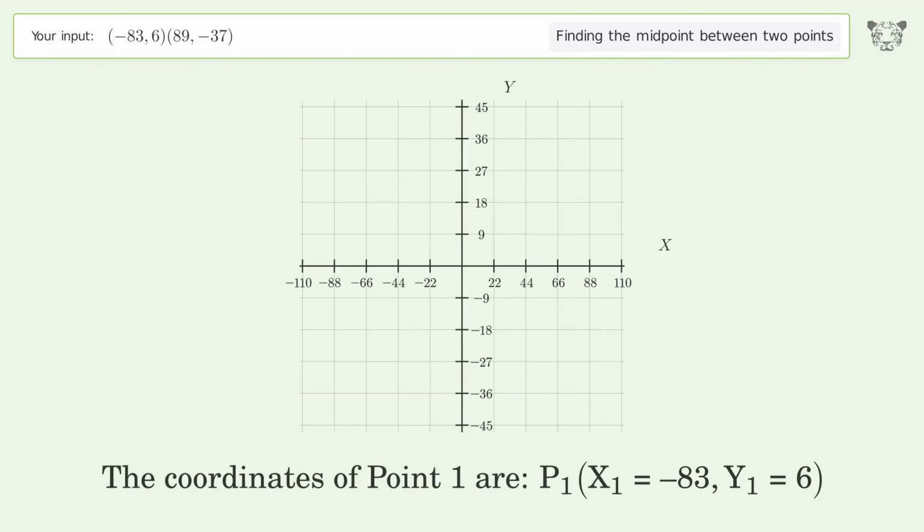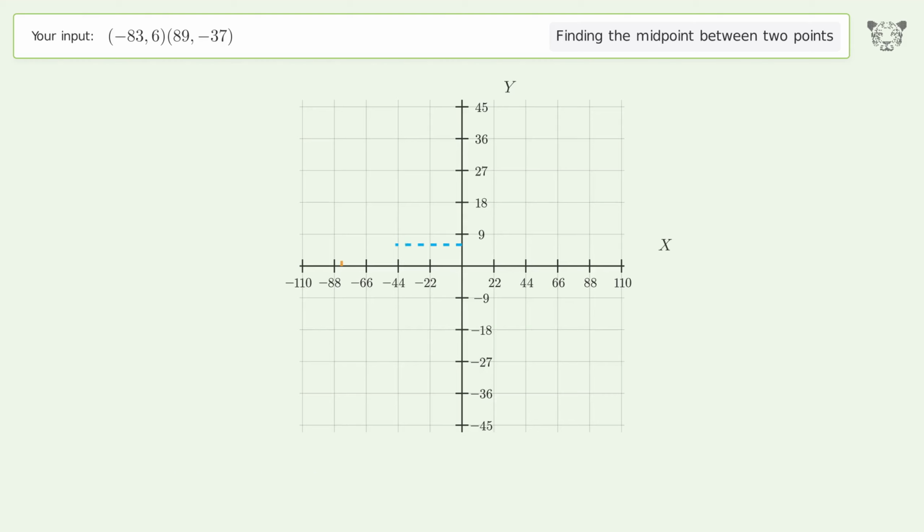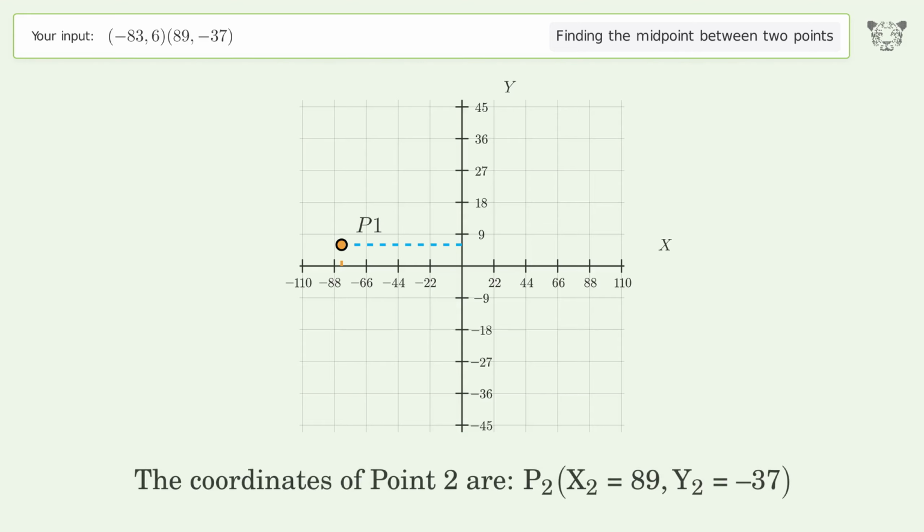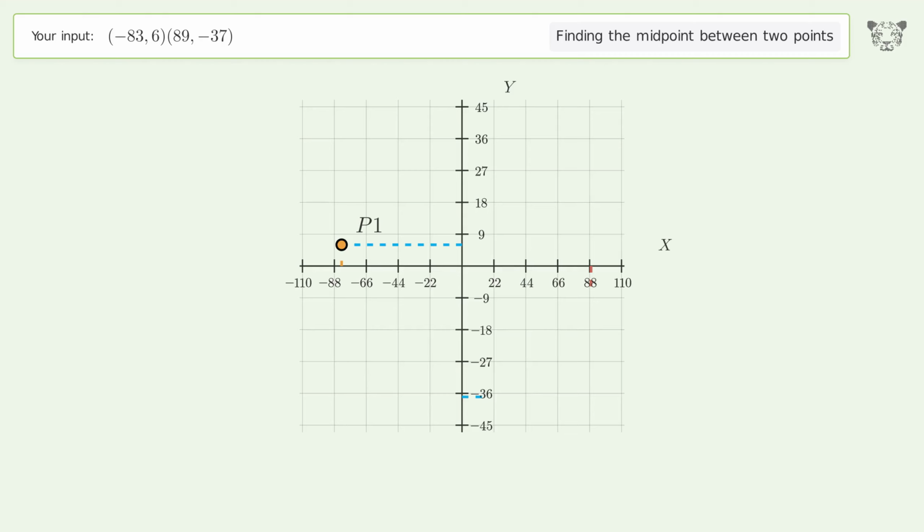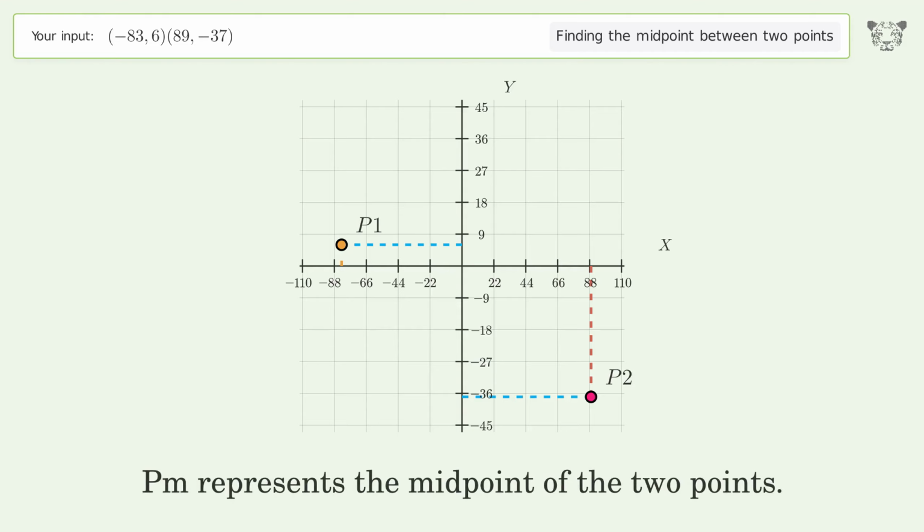The coordinates of point 1 are x1 equals negative 83, y1 equals 6. The coordinates of point 2 are x2 equals 89, y2 equals negative 37. PM represents the midpoint of the 2 points.